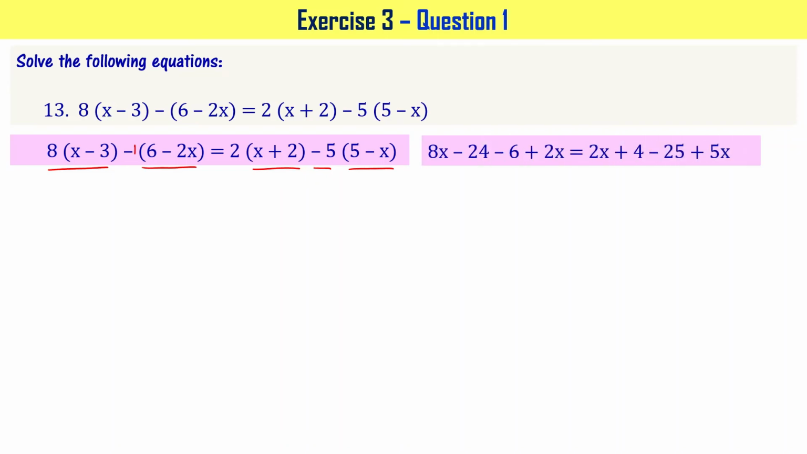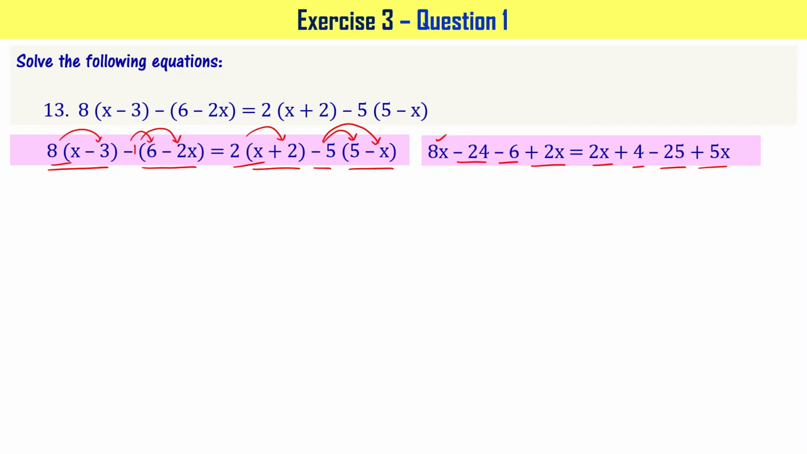8 times x is 8x, right? 8 times minus 3 is minus 24, and minus 1 times 6 is minus 6, and minus 1 times minus 2x is plus 2x, right? Now 2 times x is 2x, and 2 times 2 is 4, and minus 5 times 5 is minus 25, and minus 5 times minus x is plus 5x, right?